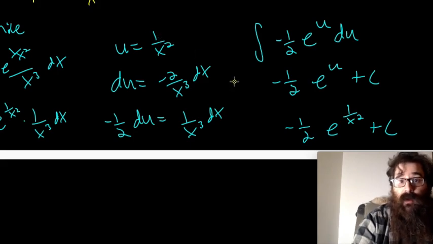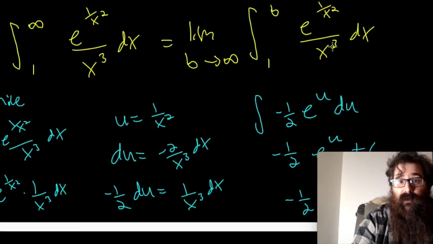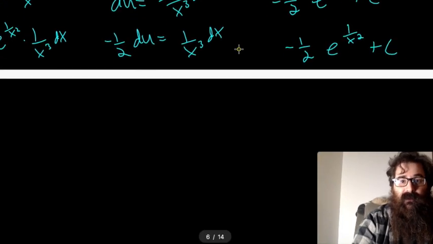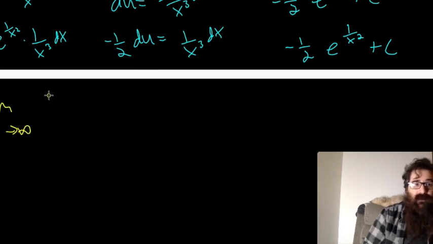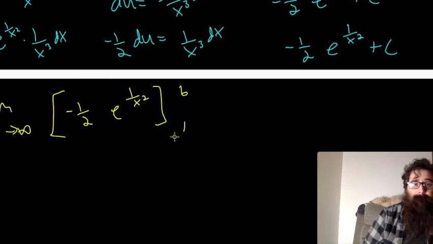And now I can say, well, this is convenient because I'm trying to integrate this function. And I want to take a look at the limit as b goes to infinity from 1 to b. So we'll say limit as b goes to infinity, but I've integrated here, so let me just pop this result in, negative 1/2 e to the 1 over x squared, and that's from 1 to b. And now I want to work through the evaluation. So still limit as b goes to infinity. I'm going to leave negative 1/2 factored out.